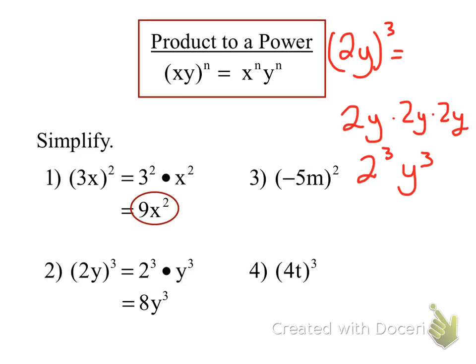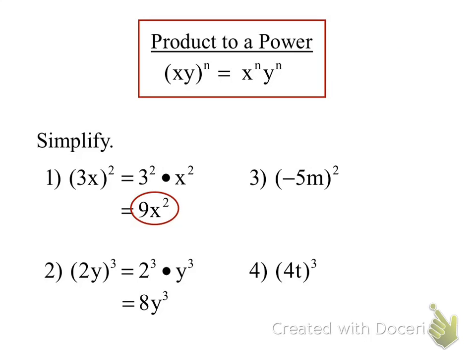Okay, 2 to the third power is 8. Y can't be simplified. Does that make sense? Okay. Now, this time, we have a negative in there. Now, this is where it gets sneaky. Yet, I always say to you, what is the base of the exponent? Can you guys tell me what the base of that exponent is?